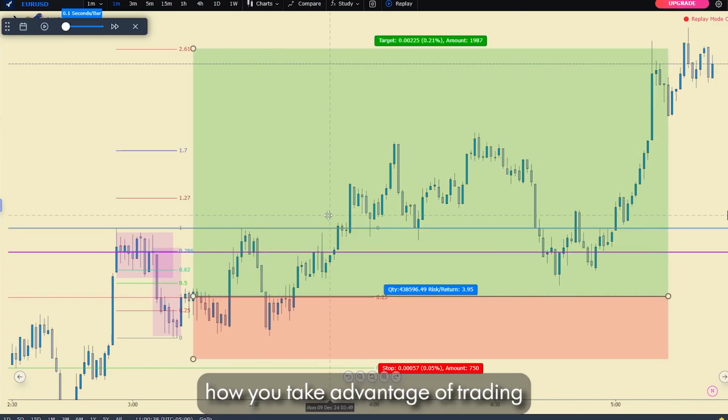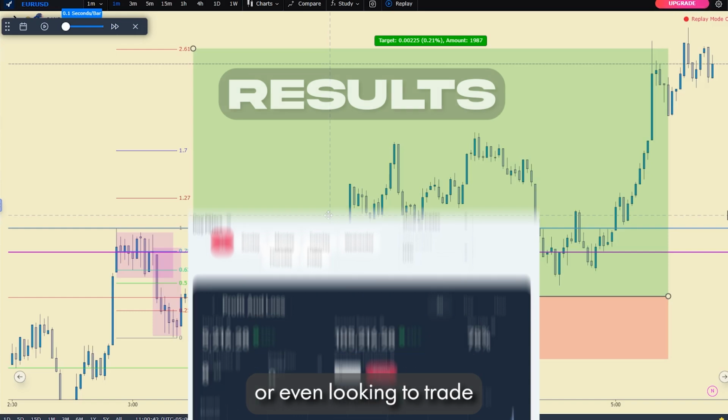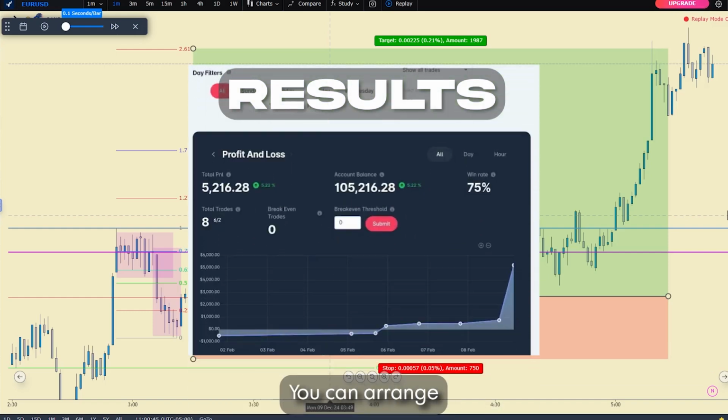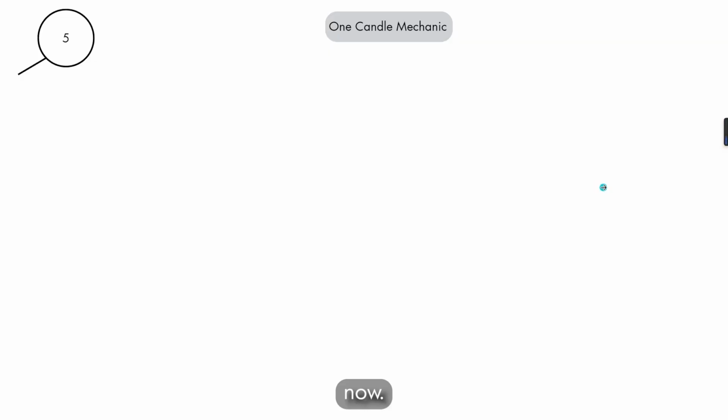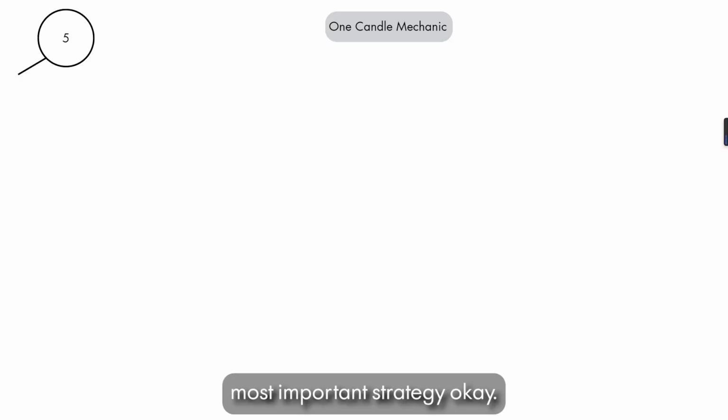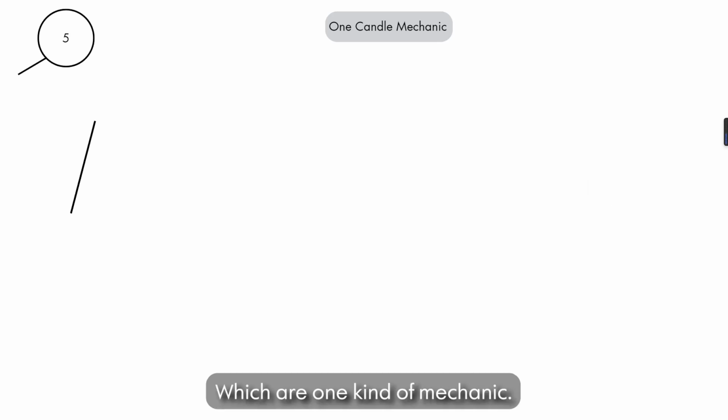And that's how you take advantage of trading every single candle, or even looking to trade after price creates a candle range using our daily close, our candle close strategy, or our candle impulse theory. Now this is the most important strategy, okay, because you can apply this to every single time frame on every single candle, okay, which is our 1 candle mechanic.